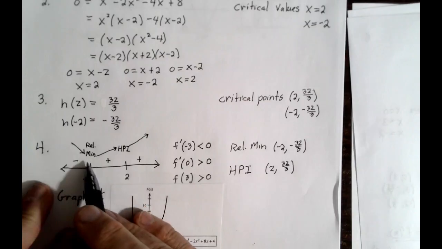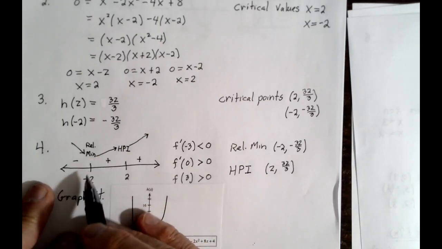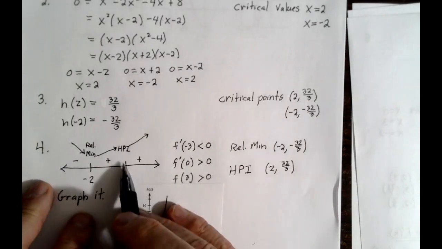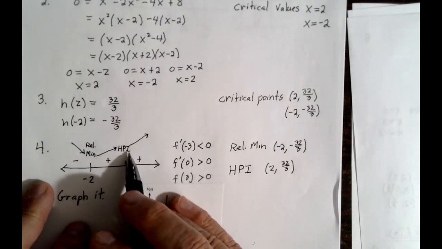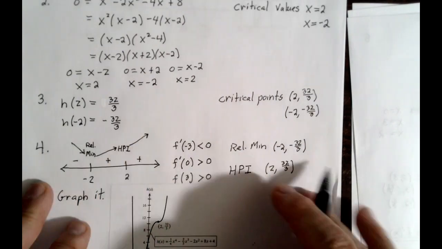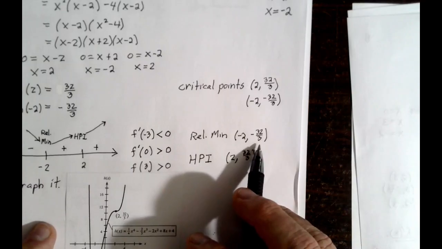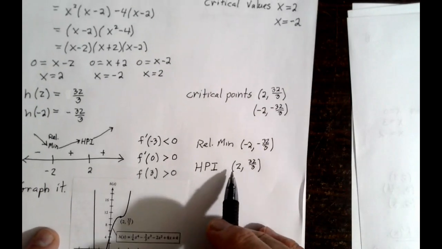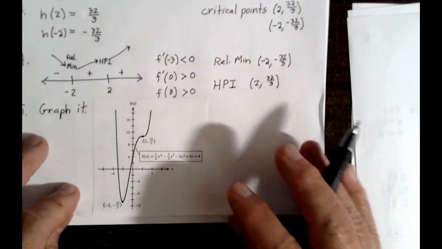So you have minus, plus, plus. So when you have a change in sign, you know you have a relative max or min, assuming it's defined there, which it is. But when you go plus plus or minus minus, that means you got a horizontal point of inflection. You do not have a max or a min there. So you have a relative min at negative 2, negative 32 thirds, and you have an HPI at 2, 32 thirds. You do not have a relative maximum here.